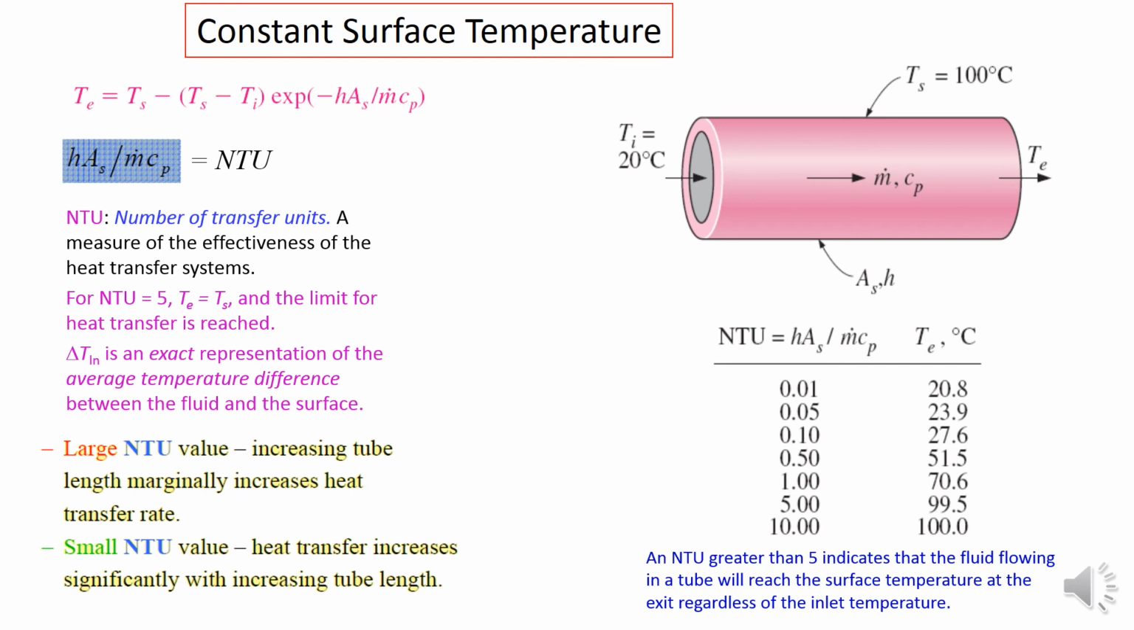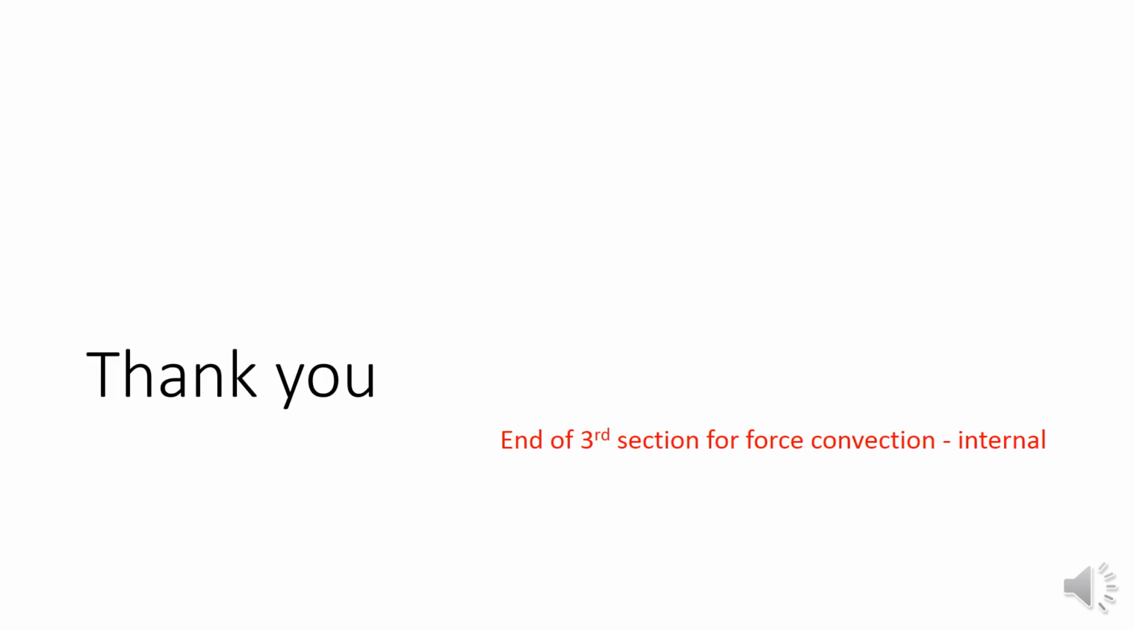if you increase the tube length, it will only slightly increase the heat transfer rate. But if your NTU value is small, heat transfer increases significantly with increasing tube length. Meaning that if you have a small value of NTU and you increase the tube length, you can significantly increase the heat transfer rate. So this is the end of the third section for forced convection internal.